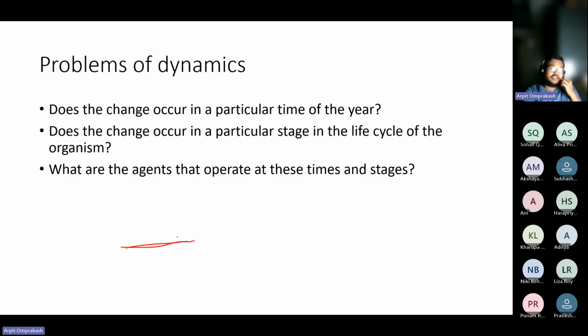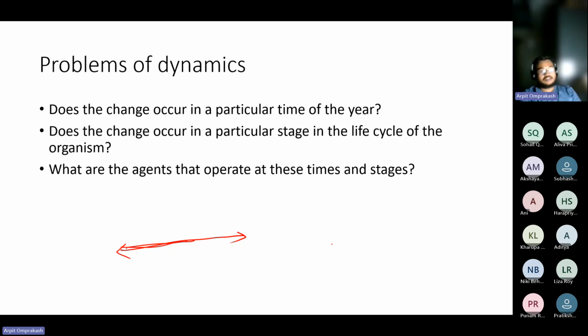A better example might be, say, pollinators, right? The population density or the population size of pollinators. So the first question you ask is, does the change happen in a particular time of the year? Do you see more pollinators at a particular time of the year and fewer at other times of the year? That might be true. You might be seeing more pollinators around the times when plants are flowering.